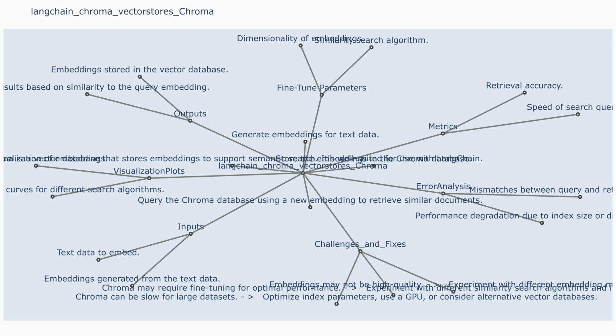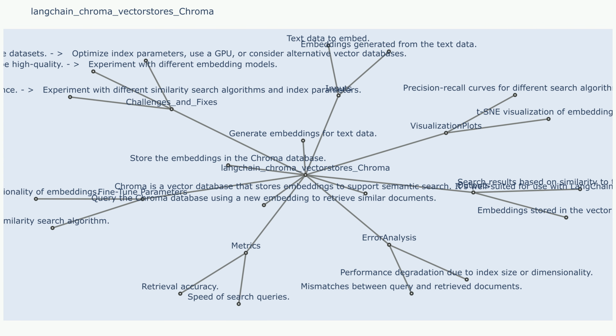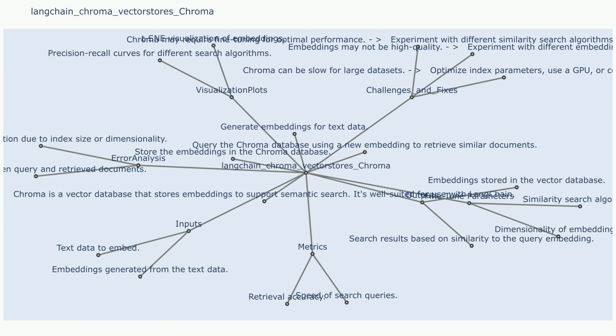Langchain Chroma vector stores. Chroma description. Chroma is a fast and scalable vector database specifically designed for embedding-based search. Langchain integrates with Chroma to allow you to store and retrieve information based on semantic similarity. This makes Chroma a powerful tool for building applications like question answering systems, document search engines, and recommendation systems.